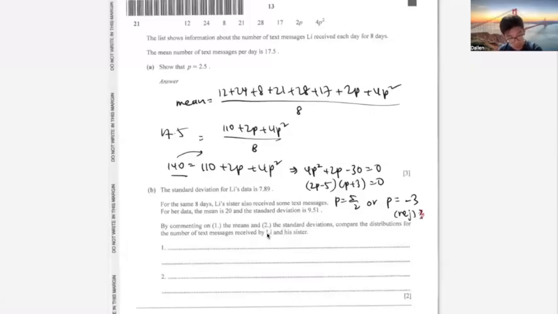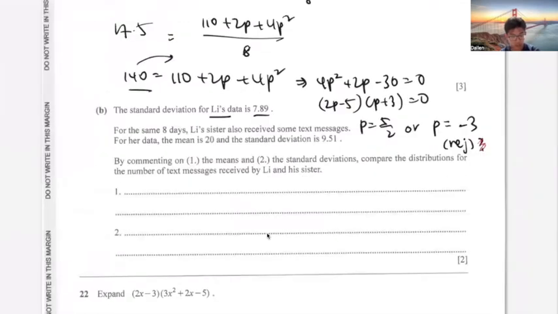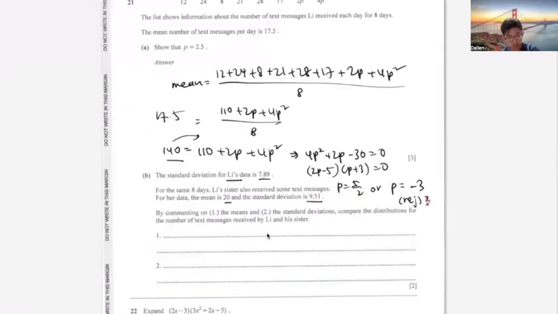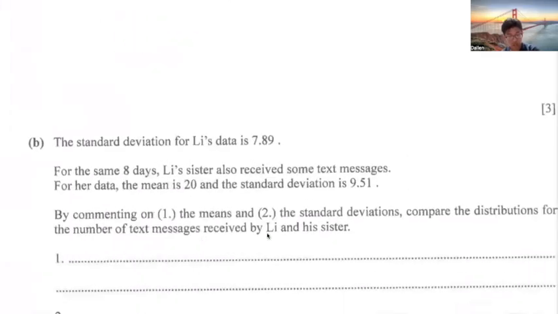Okay, so let's look at the second part. The standard deviation for Lee's data is this. For the same 8 days, Lee's sister also received some text messages. For her data, the mean is 20. Standard deviation is 9.51. Okay, so let me erase all this. Now we are going to compare standard deviation and mean, right?